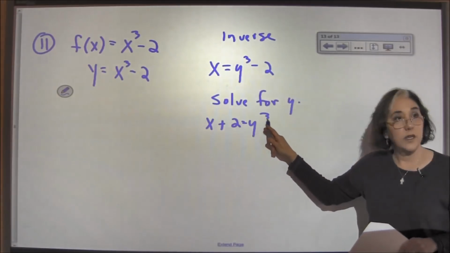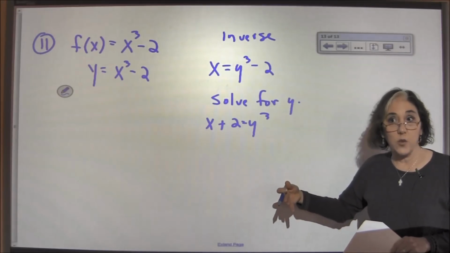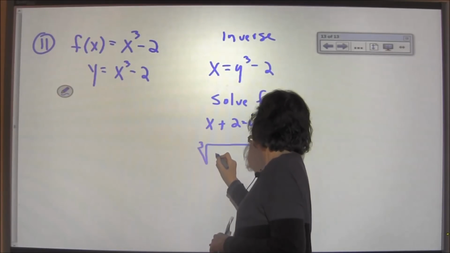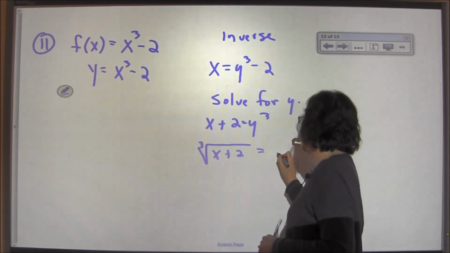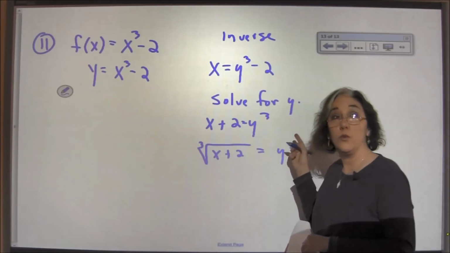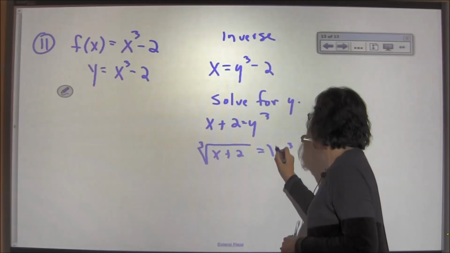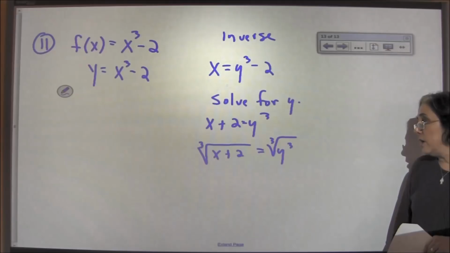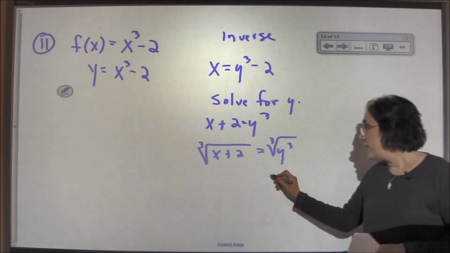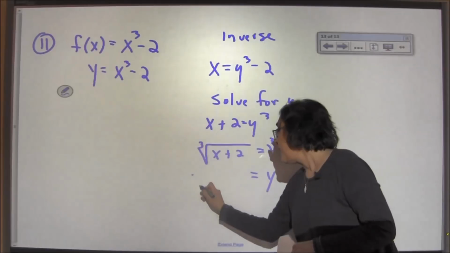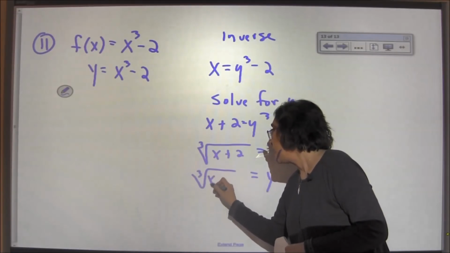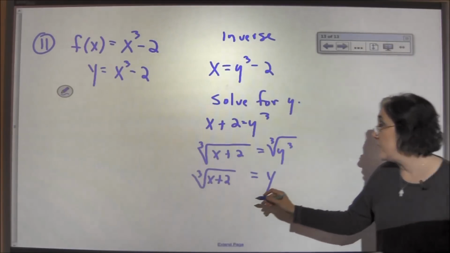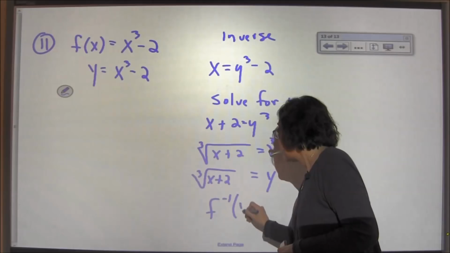And then I need to undo the cubing of the y because I want just plain old y. The opposite of cubing is cube root. So I'm going to take the cube root. Really what I'm doing is taking the cube root of both sides. Some students put it to the 1/3 power. That's fine. That is the same thing. That undoes the cubing, and so we've got that y is the cube root of x plus 2. The only thing left to do is replace y with the function notation, which is f inverse.